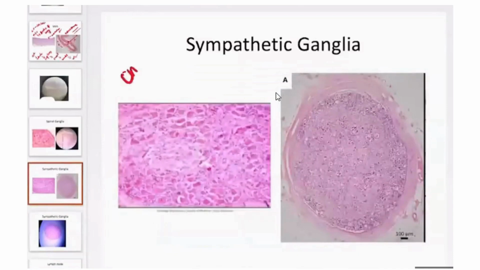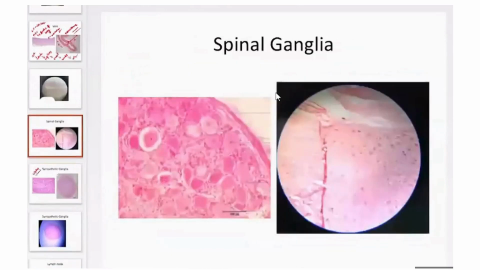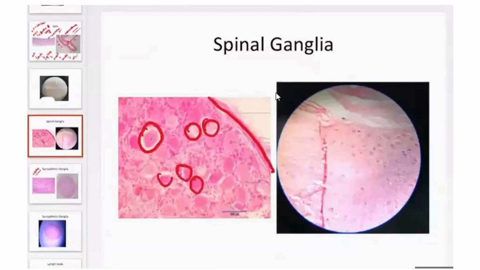This is a unipolar ganglion. The type of ganglion present here is unipolar. This is spinal ganglia. Whenever you read ganglia, this outer covering is the perineurium, and these are the axons collected within the ganglion. Here are the cells. This is the spinal ganglion. It is pseudo unipolar.